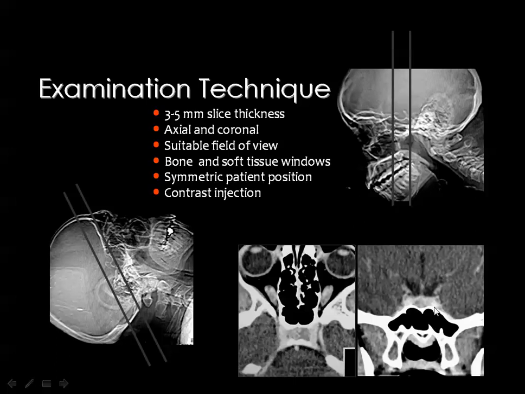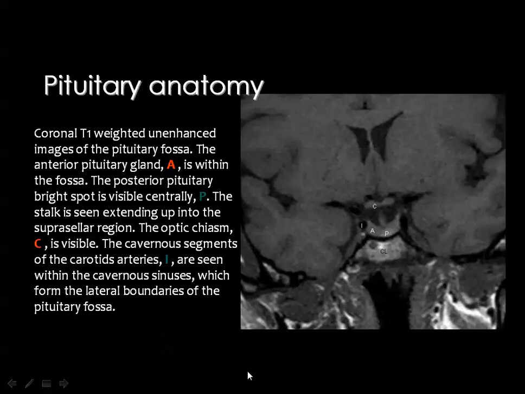You should know that the coronal plane is one of the most important planes for evaluation of the pituitary gland, both in CT and MRI. And this is the normal appearance of the pituitary gland by MRI T1 weighted image after intravenous contrast injection. You see that the pituitary gland is concave from its superior border, and a little bit convex from its inferior border.